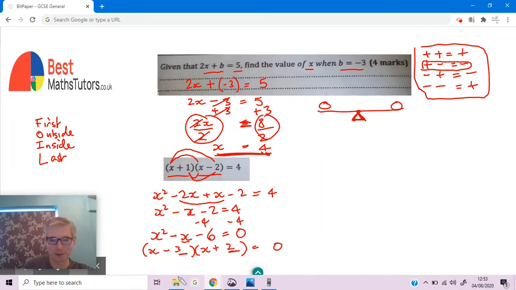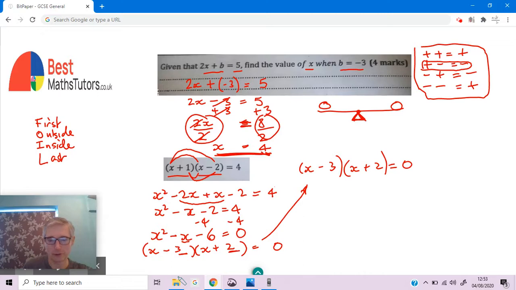So, having just cleared a bit of space there, we've got x minus 3, x plus 2. I'm just rewriting this just so you can see what we're doing again. So that's just the same as that. And if we've got two brackets multiplying each other and they give us 0, then there's only one way that could be true. Either the first bracket must be 0 or the second bracket must be 0.